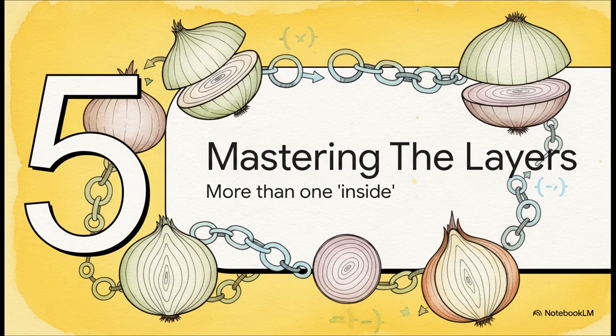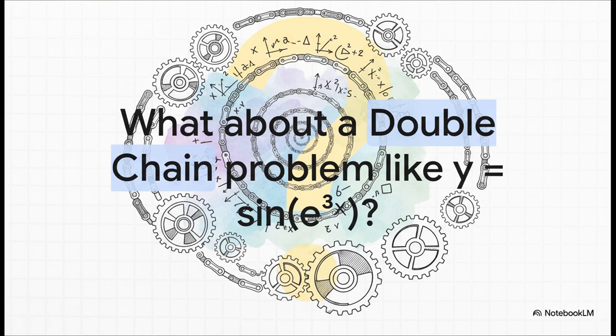So you've totally mastered a 2-layer onion. But what happens when you run into an onion with 3 layers, or even 4? This is where the chain rule really flexes its muscles. Let's check out a problem like this one. Sine of e to the power of 3x.